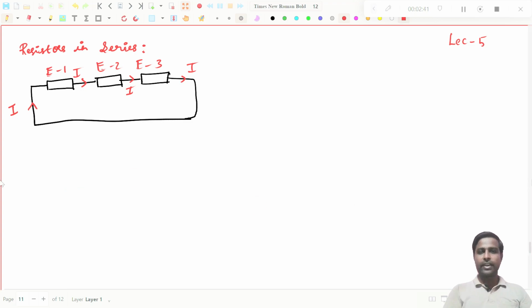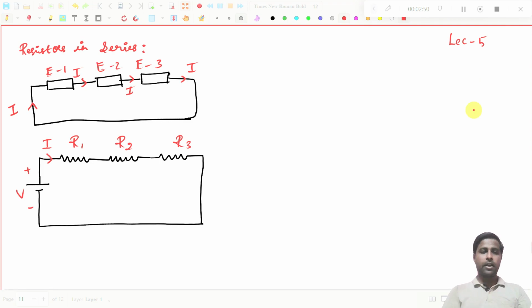Now we will take a circuit and try to get the equivalent resistance formula. This is our circuit. You see a voltage source is connected across 3 resistors, and all these 3 resistors are connected in series. Now I can apply KVL. There is only one loop, and the current flowing in it is I.